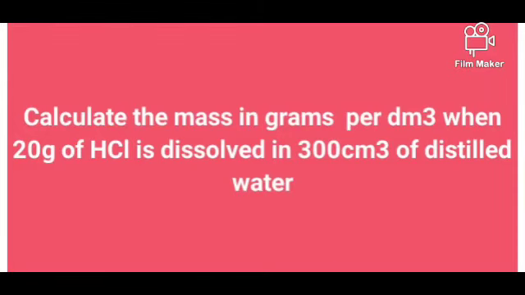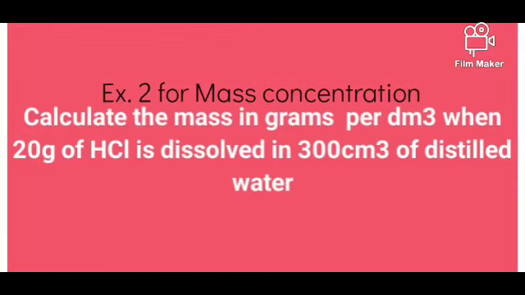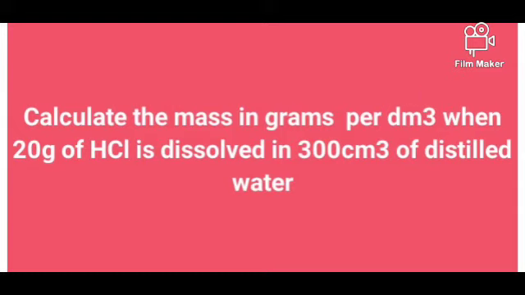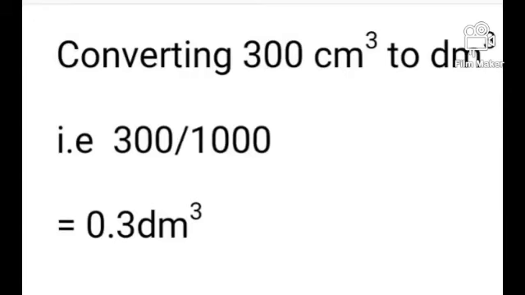Example 2. Calculate the mass concentration in grams per dm cubed when 20 grams of HCl is dissolved in 300 cm cubed of distilled water. Going to the solution now. We have to convert 300 cm cubed to dm cubed, meaning we'll divide 300 by 1000. When we do that, we are going to get 0.3 dm cubed.